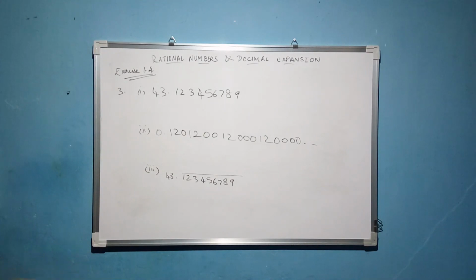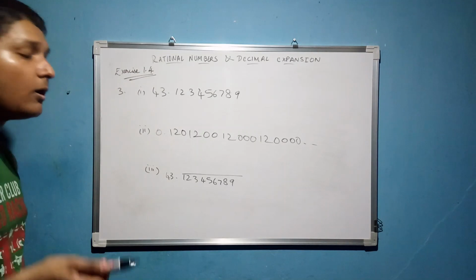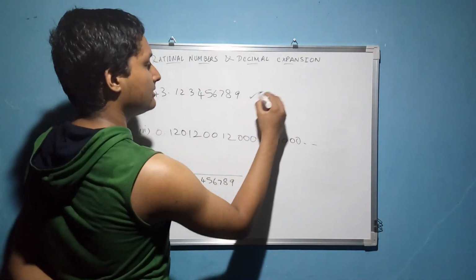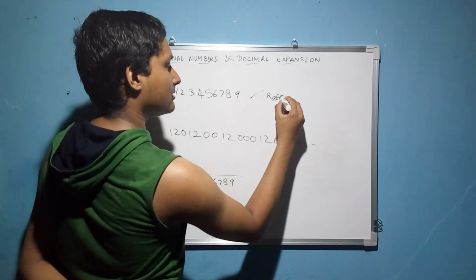That means that its denominator is not of the form 2 raised to m into 5 raised to n. So what is the question now? In each case decide whether they are rational numbers or not. To check whether it's a rational number, it needs to be either terminating or non-terminating recurring. Here you can find that it is terminating, therefore it is rational.